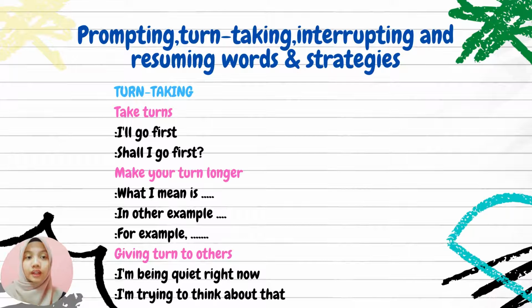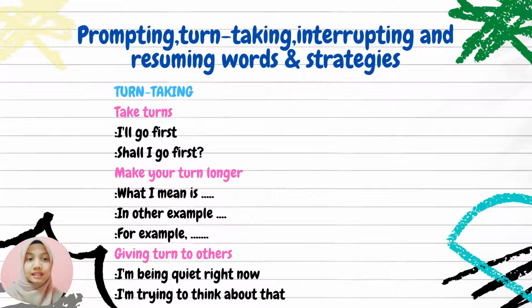The second part is making your turn longer. You can say, what I meant is, and by saying this, you can elaborate your point to make it even longer. Or you can also say, another example, or for example.